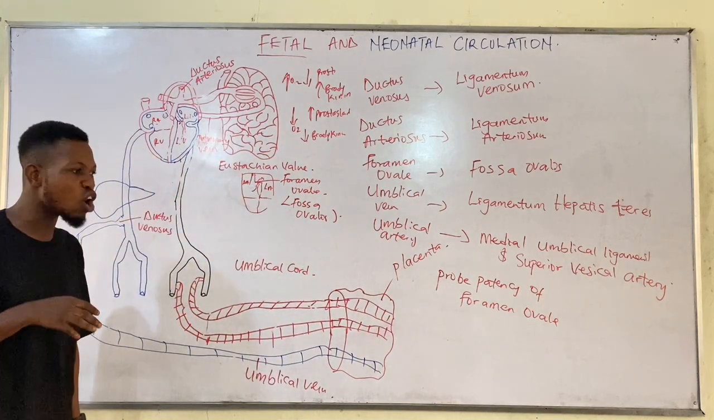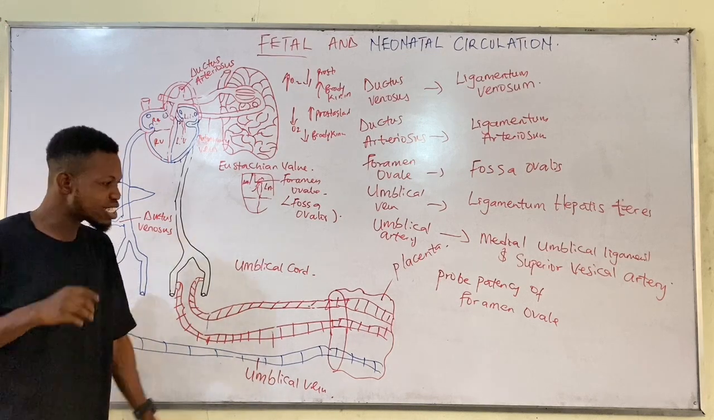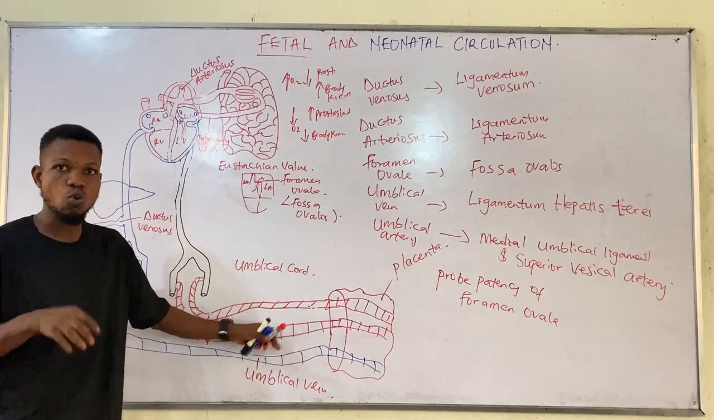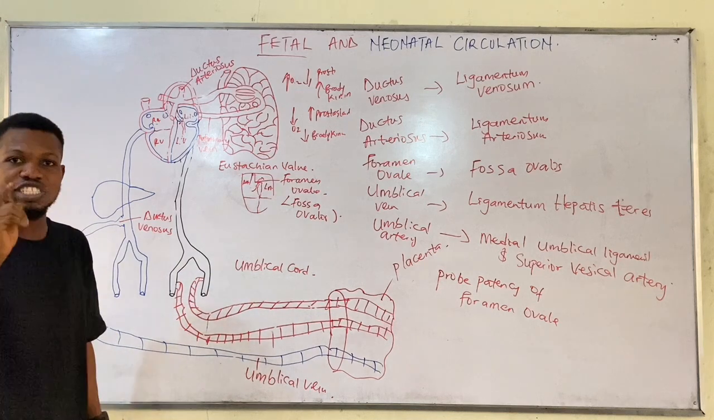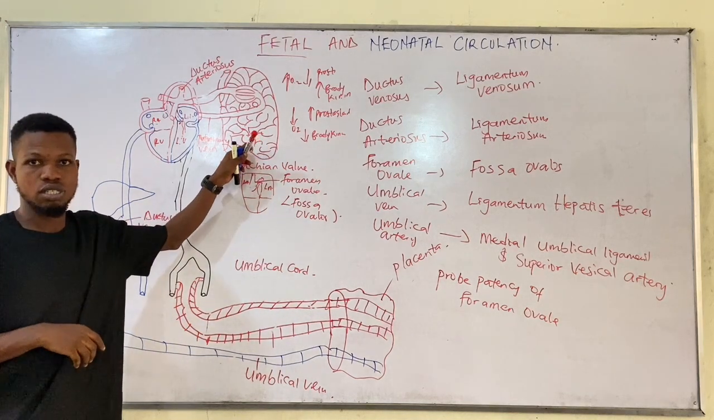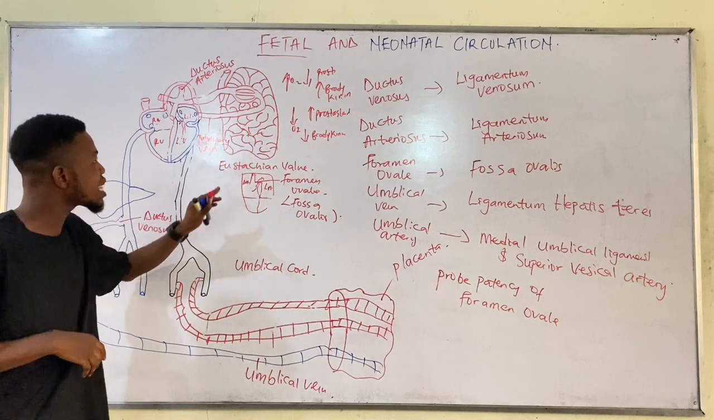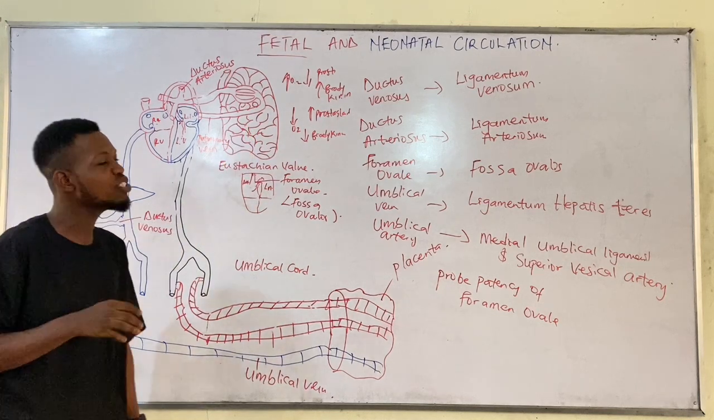So in the fetus, what is oxygenating the blood is the placenta. Do you get what I'm saying? While in the neonatal circulation, what is oxygenating the blood is the what? Lungs. Are you guys following my point now? So that is all about fetal and neonatal circulation.